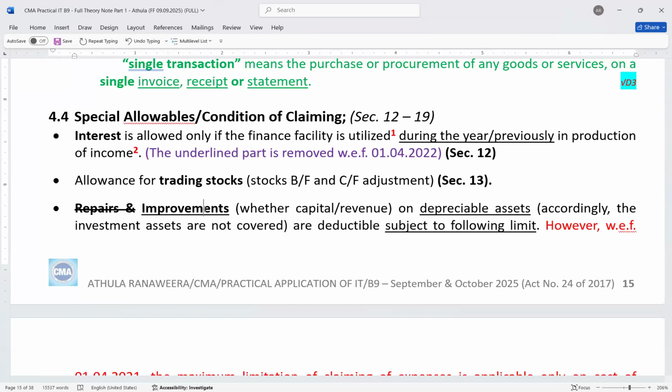It's clear. Are there clear? Right, okay. Now we'll move to the next item, section 13.